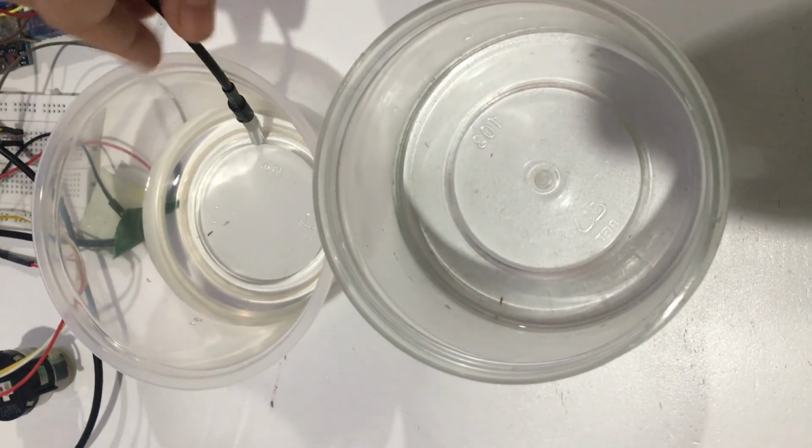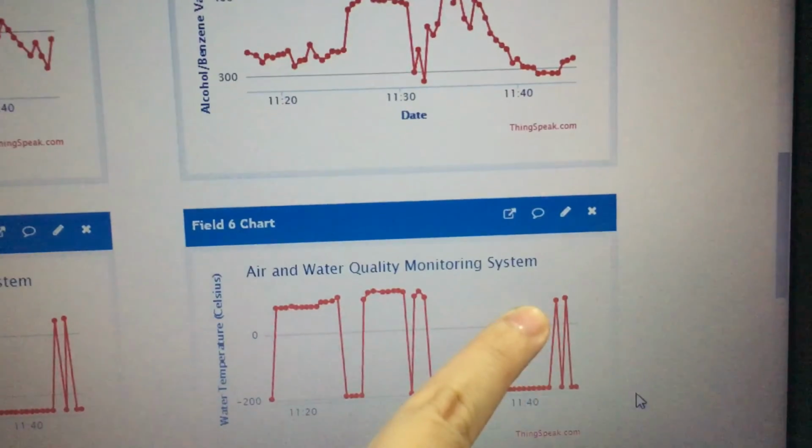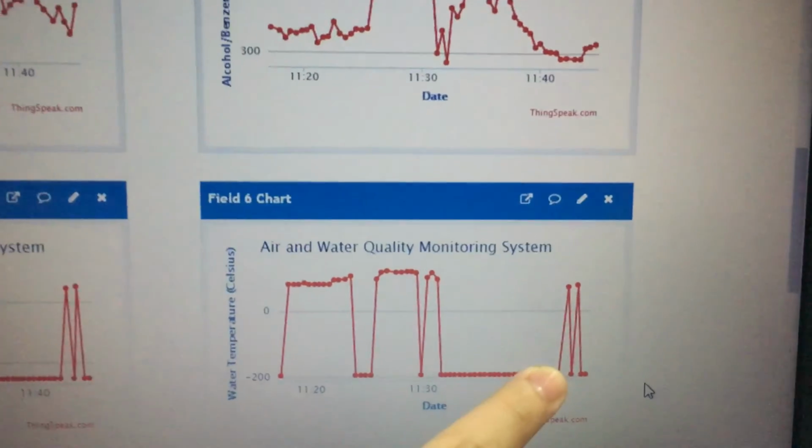This is the water temperature graph, which displays a normal value. Let's see what happens if we put in hot water. Here's the result. It increased to a positive value, and it's false because of the Wi-Fi connectivity.